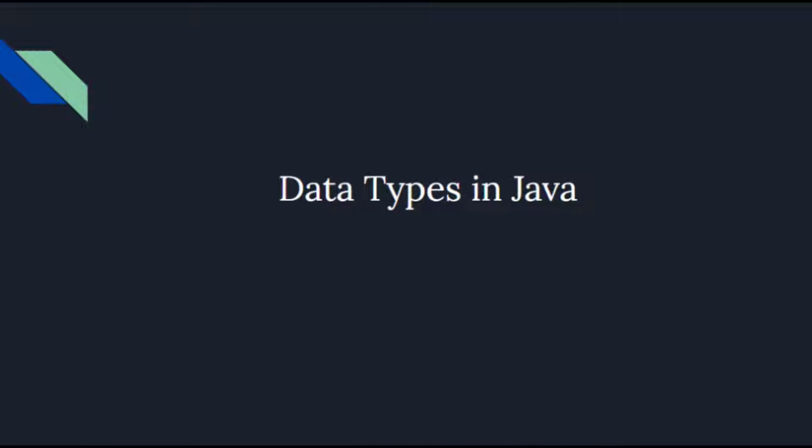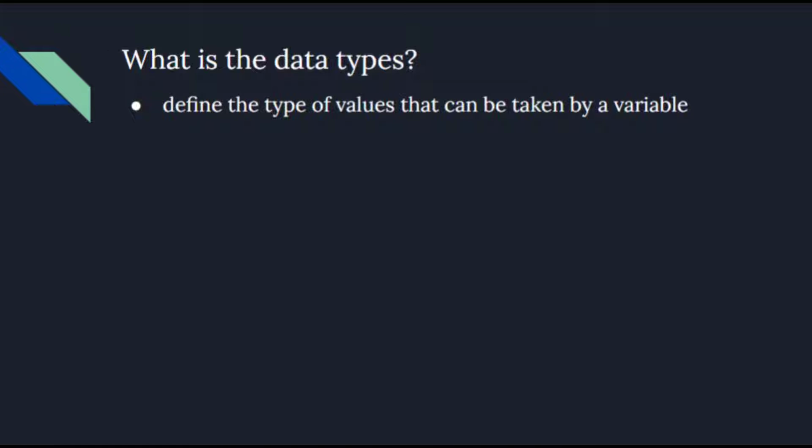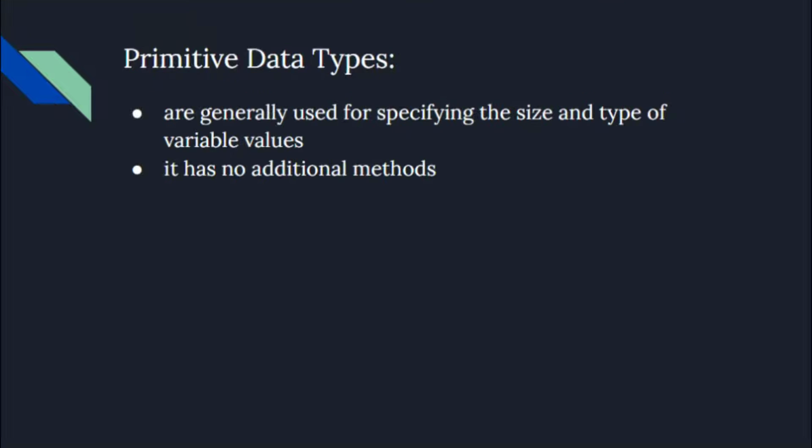So, let's start. Before starting today's lecture, you should know what a data type is. Generally, the data types define the type of values that can be taken by a variable. For example, a variable having an int data type can only take integer values. Java is a statically typed language. Statically typed means the data type of a variable should be specified or declared before using it, and is known at compile time. There are two kinds of data types: one, non-primitive data types, two, primitive data types.